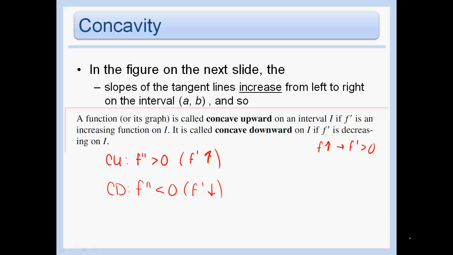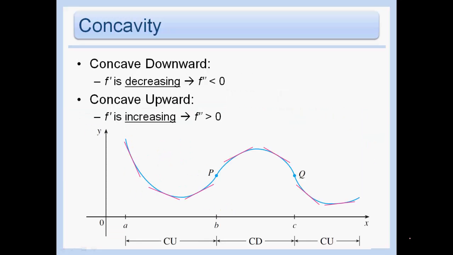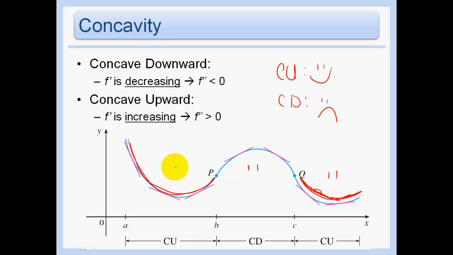And so let's look at this graphically to really understand what we're saying. Concave upward is happening right here. Concave up is a happy function. Concave down is not so happy. This is concave down, this is concave up. Concave up where I'm red. Happy faces. Right here, it's concave down.